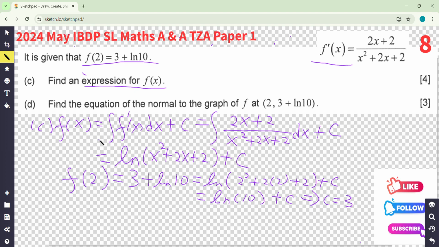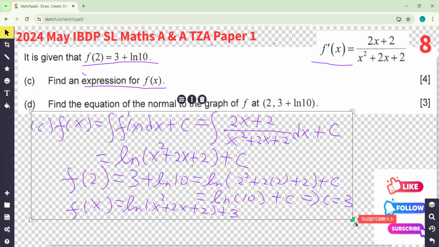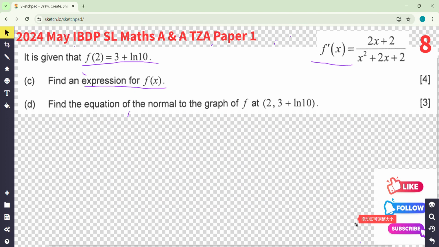So remember our task is to find f(x). Please write down explicitly. So f(x) equals log of x squared plus 2x plus 2, plus 3. Excellent. So next one is the D part. Find the equation of the normal to the graph of f at x = 2, where f(2) = 3 plus log 10. This is another question, so I just write out the solution for C first. Okay, D is another one.